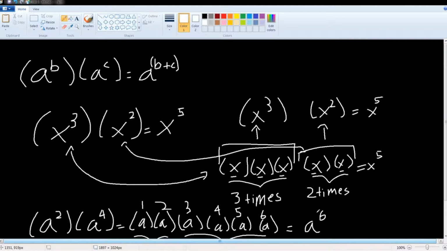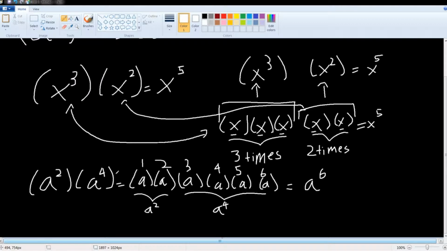So if we look back at the rule again, a to the b times a to the c is equal to a to the b plus c. So when we are multiplying terms of the same base and different exponents, we simply add the exponents together to get the answer.